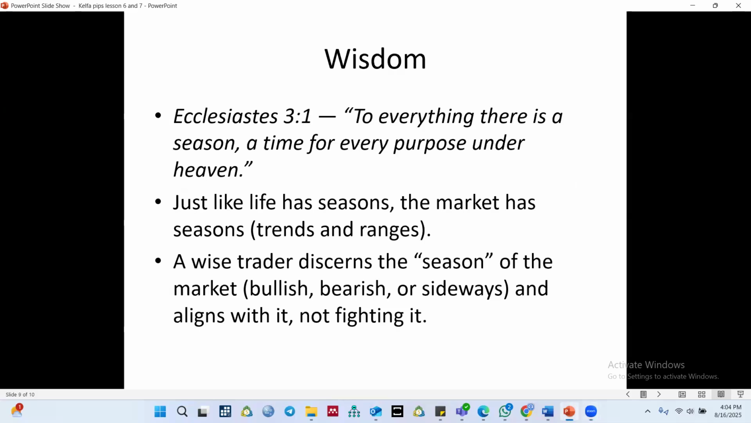We will go to the chart very soon to look at the illustrations for support and resistance. But look at Ecclesiastes 3, verse 1. It says that to everything there is a season, a time for every purpose under the heaven. So just like life has seasons, the market also has seasons: trends, ranging, and all that. So for us to be wise as traders, we need to discern the season that the market is in, whether the market is bullish, bearish, or sideways, and align with it, not fighting it.